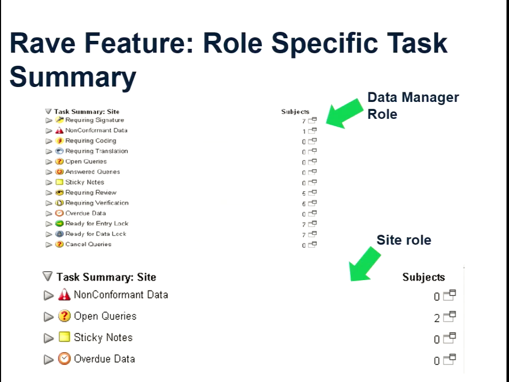But if you're a site, on the bottom you can see what they would typically see. So they're not responsible for reviewing things, translating things, locking. So what they see are the tasks that pertain to them. So specifically, if there's any non-conformant data that they've entered, meaning that they entered something that wasn't in the format we expected. We were expecting a number and they tried to type in 1, something of that nature. They'll see all of their open queries that have fired to them, either by the system or by the data manager. Any sticky notes that we might have appended to give them some extra instruction. And then the last one, any overdue data.